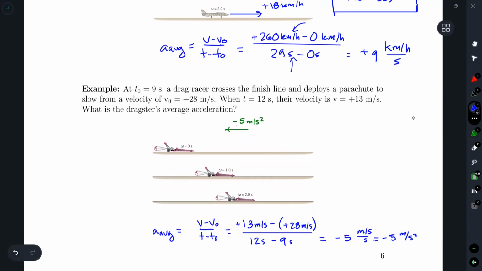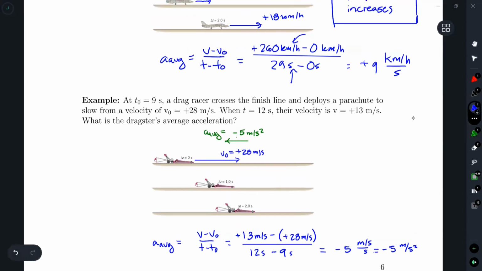Our initial velocity was positive 28 meters per second. So assuming this acceleration is constant, meaning it's not just on average how our velocity is changing each second, but it is exactly how much our velocity is changing at any instant, how fast is our drag racer going after 1 second? 13 meters per second.